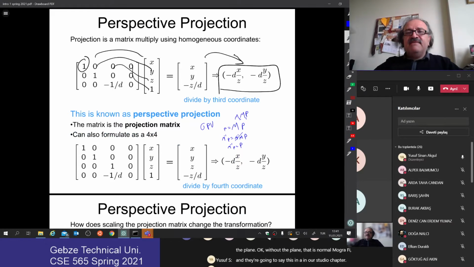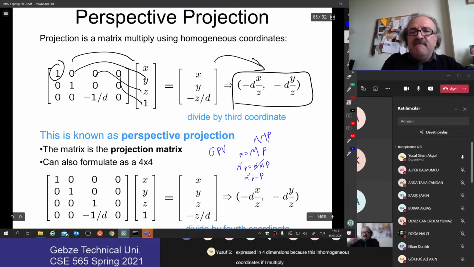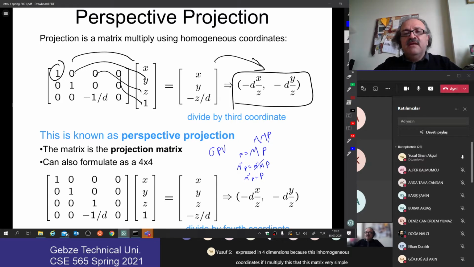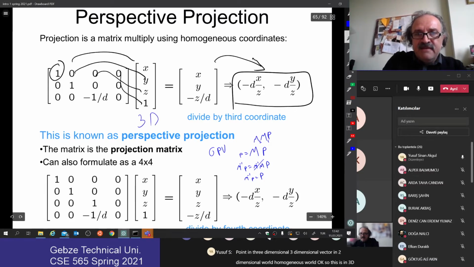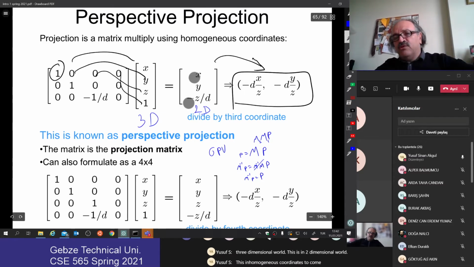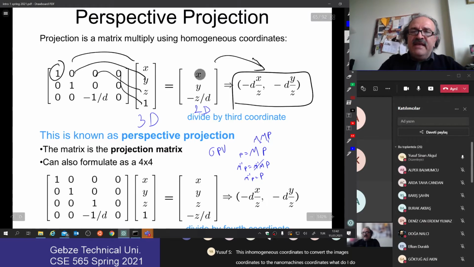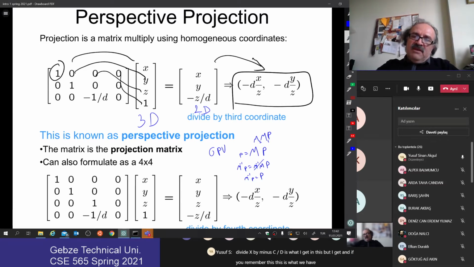So last time we looked at this, we said that using homogeneous coordinate systems, we can handle the perspective projection. If I multiply this real world three-dimensional point, expressed in four dimensions because this is in homogeneous coordinates, with this very simple matrix, I would get a three-dimensional vector in the two-dimensional homogeneous world. To convert the homogeneous coordinates to non-homogeneous coordinates, what do I do? I divide x by minus c over d. This is what I get, and if you remember, this is what our derivations produced before.